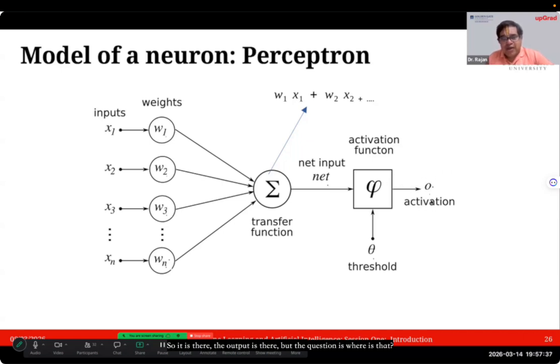But the question is, where is that? Then somehow we have to go back and tell the neural network your prediction is correct or incorrect.